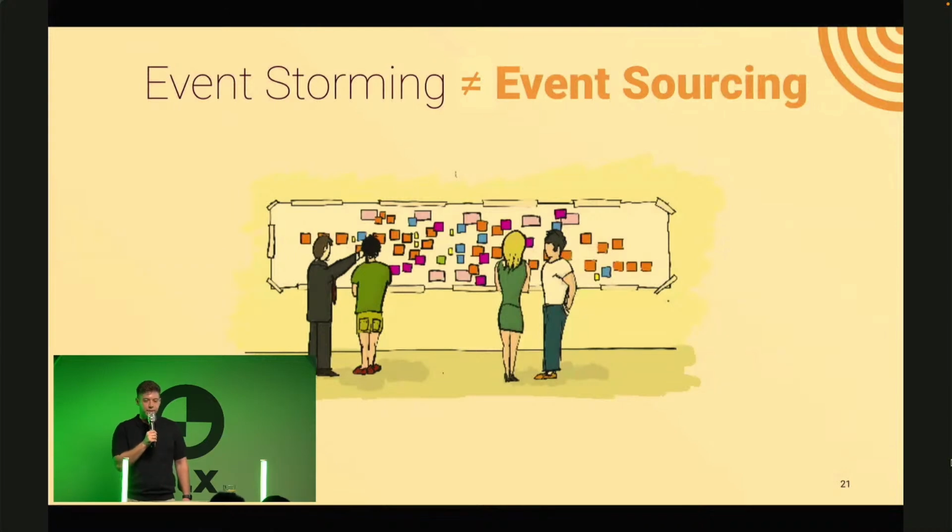Same with event storming. It's a collaboration technique to gather the requirements and to build a common understanding of the system that you are building. So it's again not related to event sourcing.